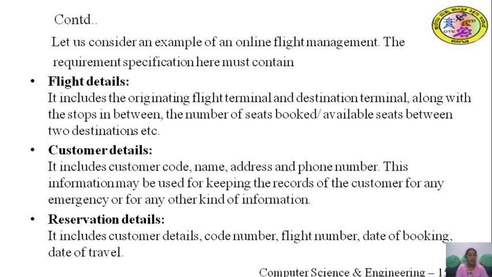And next, the reservation details may have details like customer code number, flight number, date of booking, date of travel, etc. These are the minimum requirements to be taken care of in the online flight management system. Along with this, many other specific requirements are taken care of. So this example gives an overview of how a requirement specification could be for a flight management system.